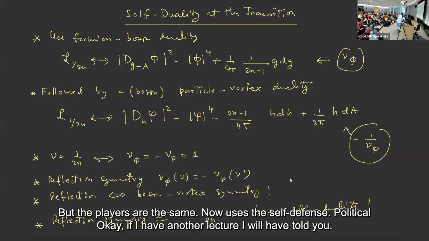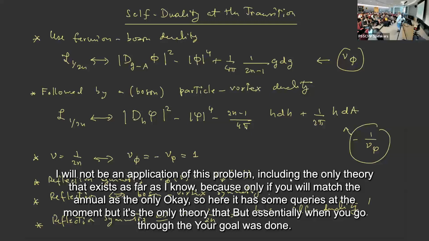Okay, if I had another lecture, I would have told you about the non-abelian application of this, including the only theory that exists, so far as I know, that has only a Fibonacci anyon as the only anyon. It has some quirks at the moment, but it's the only theory that I know that is bosonic. Essentially, when you go through the non-abelian version of this, you can understand in this language how the non-abelian quantum states can be formed.